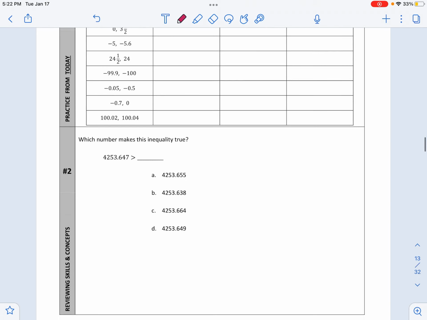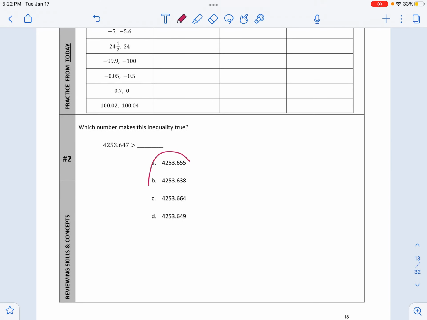In question 2, you simply need to pick one of these 4 options that is truly less than 4,253.647. Remember, the alligator mouth of our inequality always faces the larger number, so you're looking for the number that is less than 4,253.647.